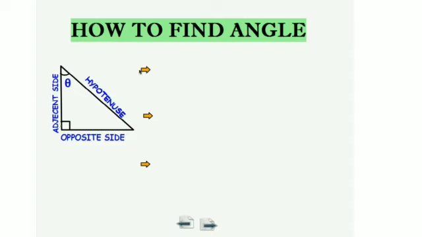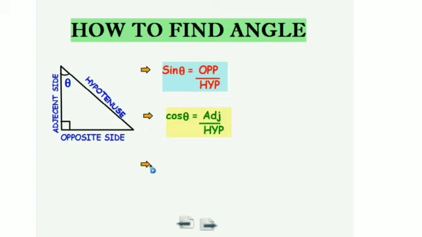How we will find the angle by using trigonometry. First, you should always remember: sine theta is equal to opposite by hypotenuse, cos theta is equal to adjacent by hypotenuse, and tan theta is equal to opposite by adjacent. Now, how will we calculate the angle theta?